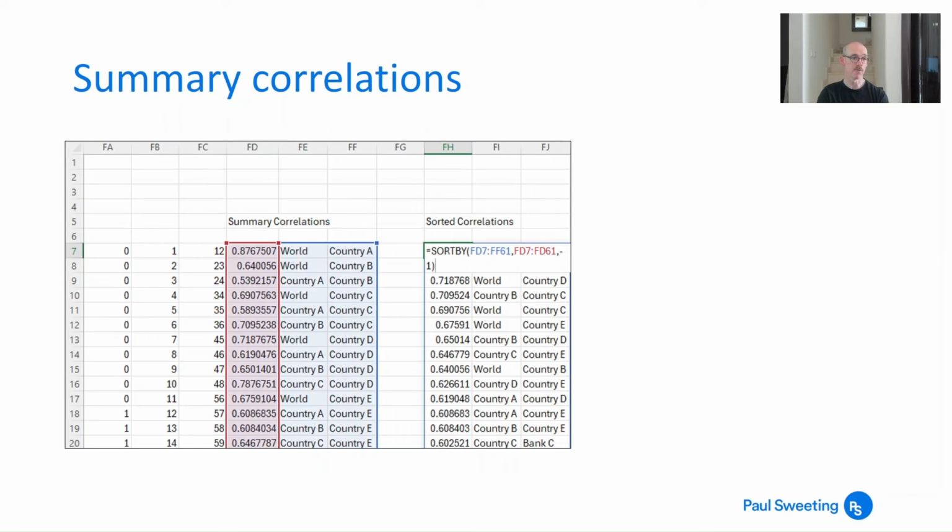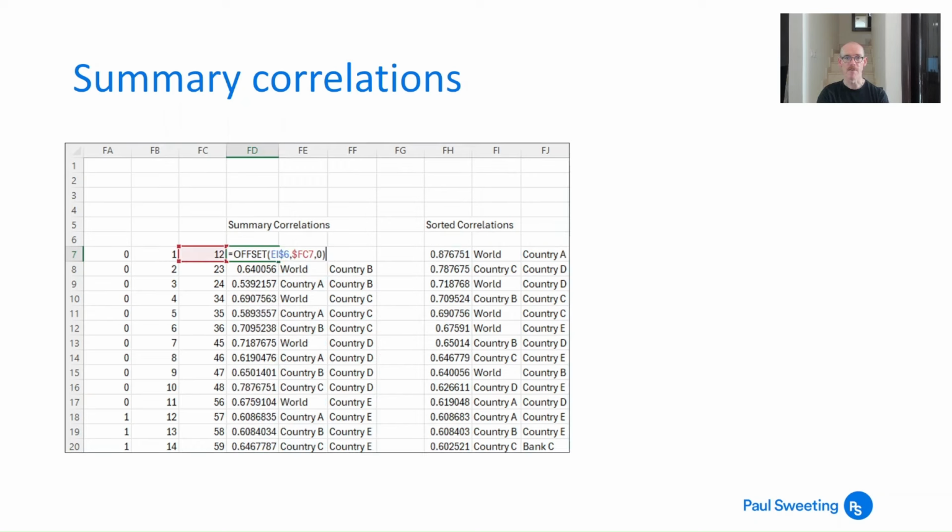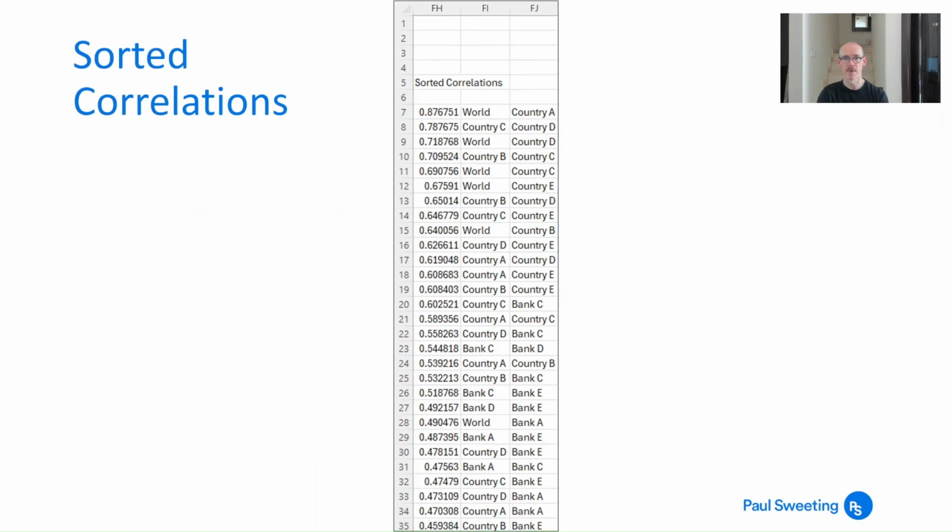And the same formula gives me the labels, so the first one is between world and country A, the second between world and country B. Then what I do is I sort this table by the correlation. So what I'm left with is the correlations from the highest down to the lowest and the pairs that they represent. And this is this list of sorted correlations. It goes on further than this, but you can kind of see the pattern. And from this, we can then start to run our algorithms.